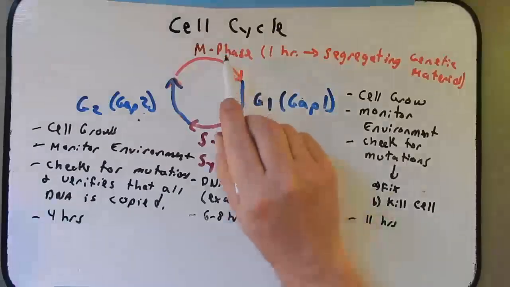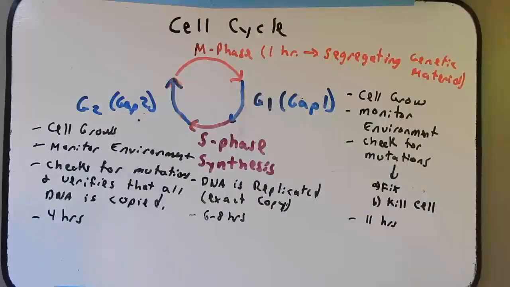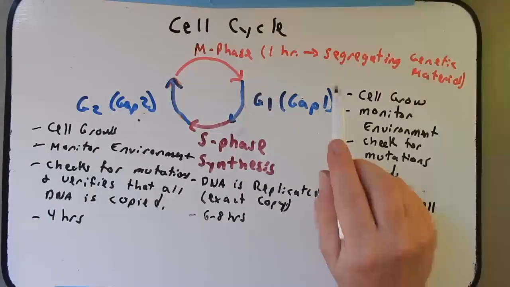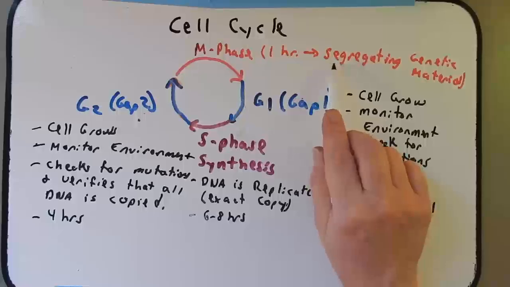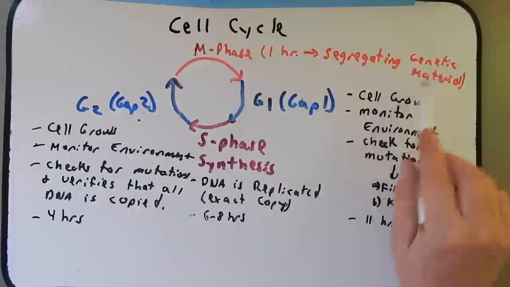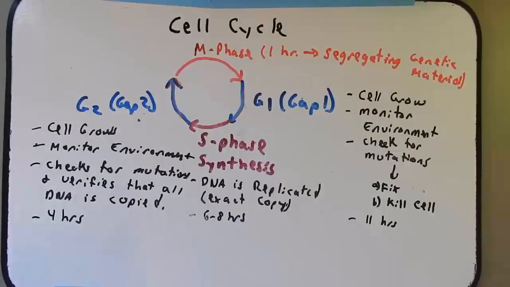Okay, and we're going to come back to M phase later when we talk in more detail about mitosis. But as I said here, the DNA during M phase is segregated into two new cells so that each cell has a copy of the genetic material of the DNA.